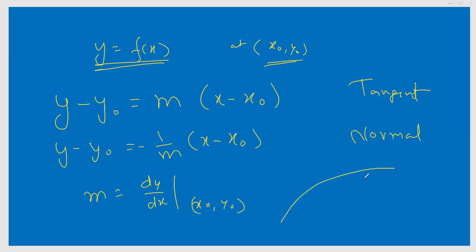If this is the curve y is equal to f(x), and you want to find the tangent here, then this x naught, y naught means this particular point. And from here itself you have to find out the normal. We know that the slope of tangent and slope of normal are negative reciprocals of each other. That's why we need not put much effort. You just find the slope and then plug in the values in the equation of tangent or equation of normal as required.